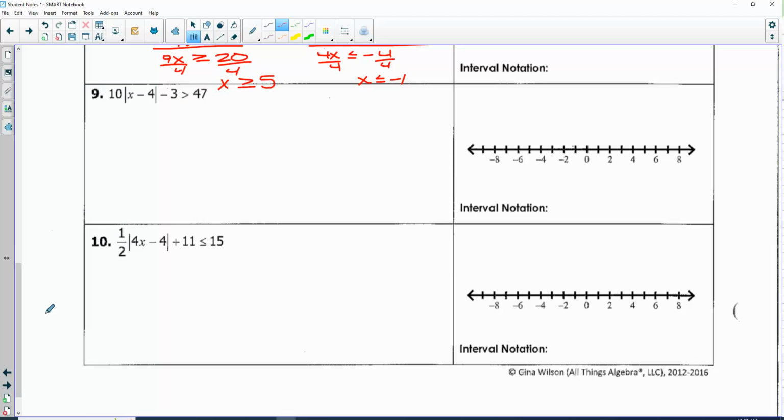Let's do a couple more together. You guys need to walk me through these a little more. So, somebody that hasn't really volunteered yet. We have to begin by getting the absolute value by itself. So what would I need to do first on number 9?